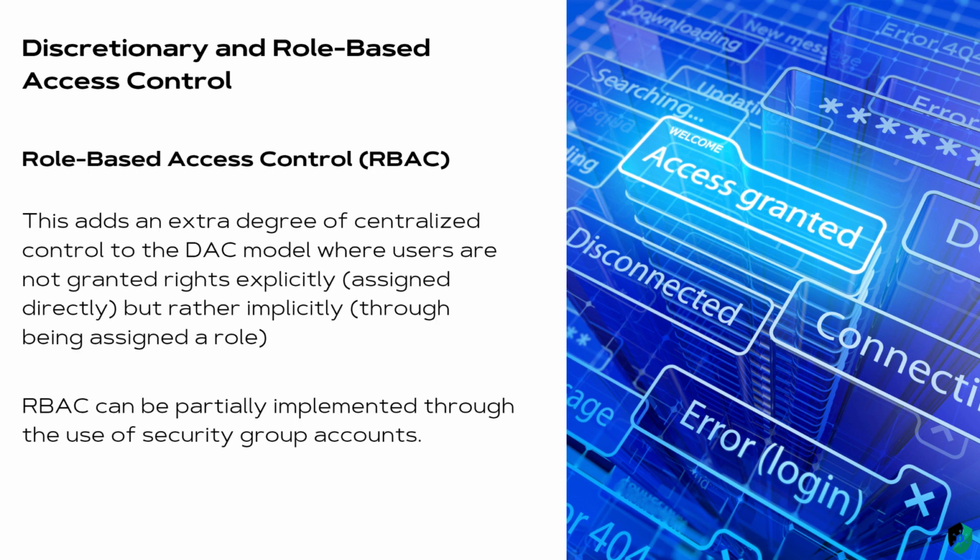of compromised accounts. Now, RBAC adds an extra degree of centralized control to the DAC model, where the users are not given rights explicitly or directly, but rather implicitly, which means through being assigned a role. So you can have different roles, like the role of an admin, an editor, an author, a regular user, and all these roles will have their set of privileges. Any user, based on what they need to do, can be assigned any one of those roles. The RBAC can be partially implemented through the use of security group accounts. Remember we talked about group accounts earlier.